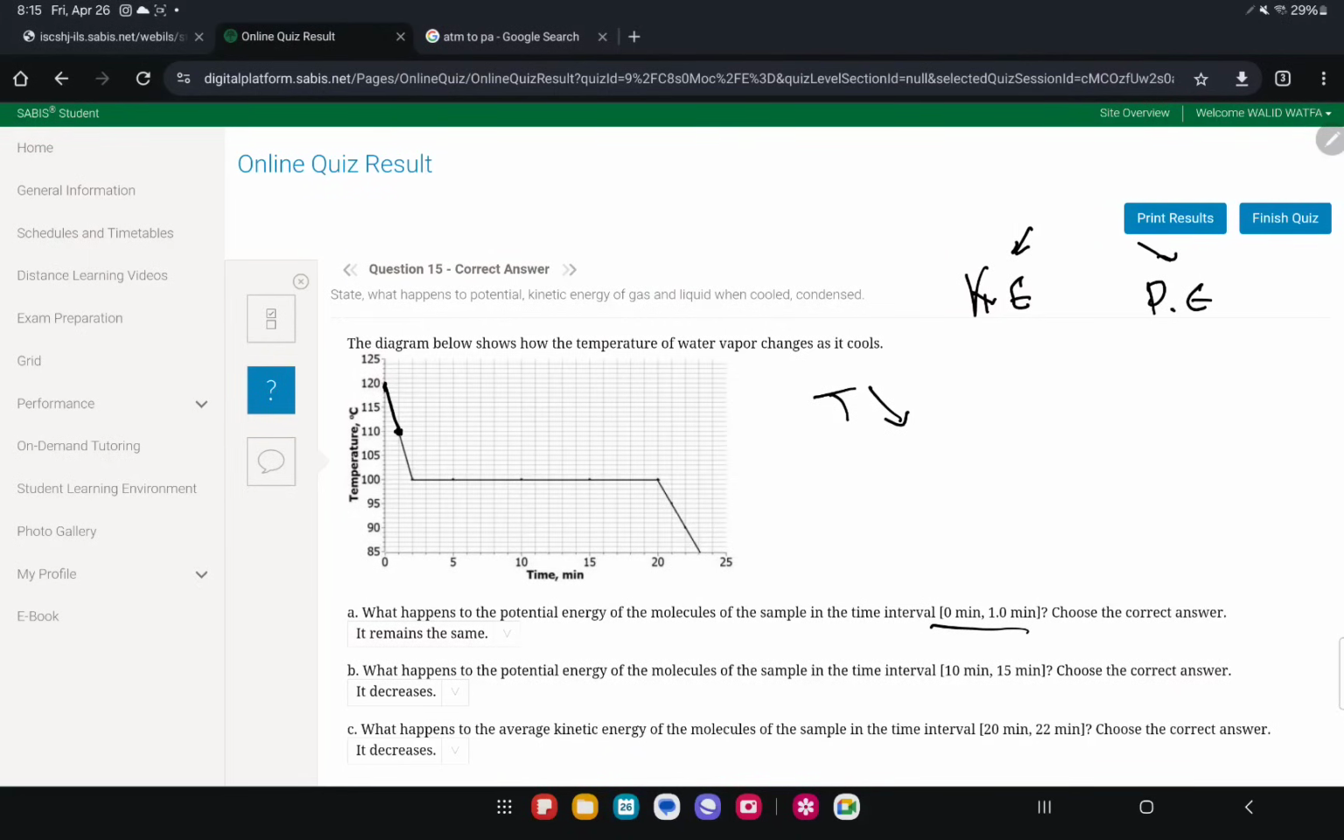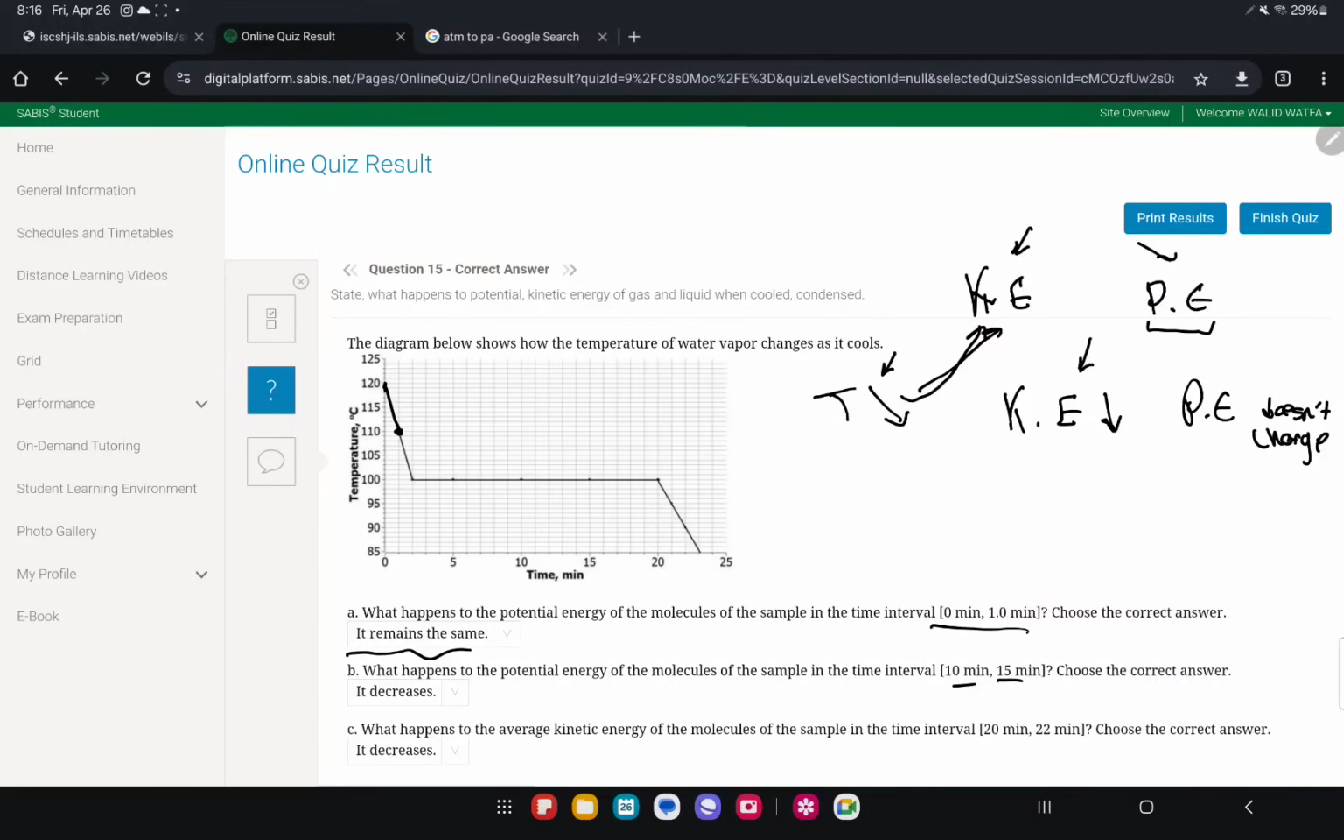How do I know which one's changing? If the temperature is changing, that means kinetic energy is changing. Temperature and kinetic energy are always associated. So if the temperature is going down, that means kinetic energy is going down. And since we have the kinetic energy changing, that means the potential energy has to stay quiet and it doesn't change. So here it remains the same.